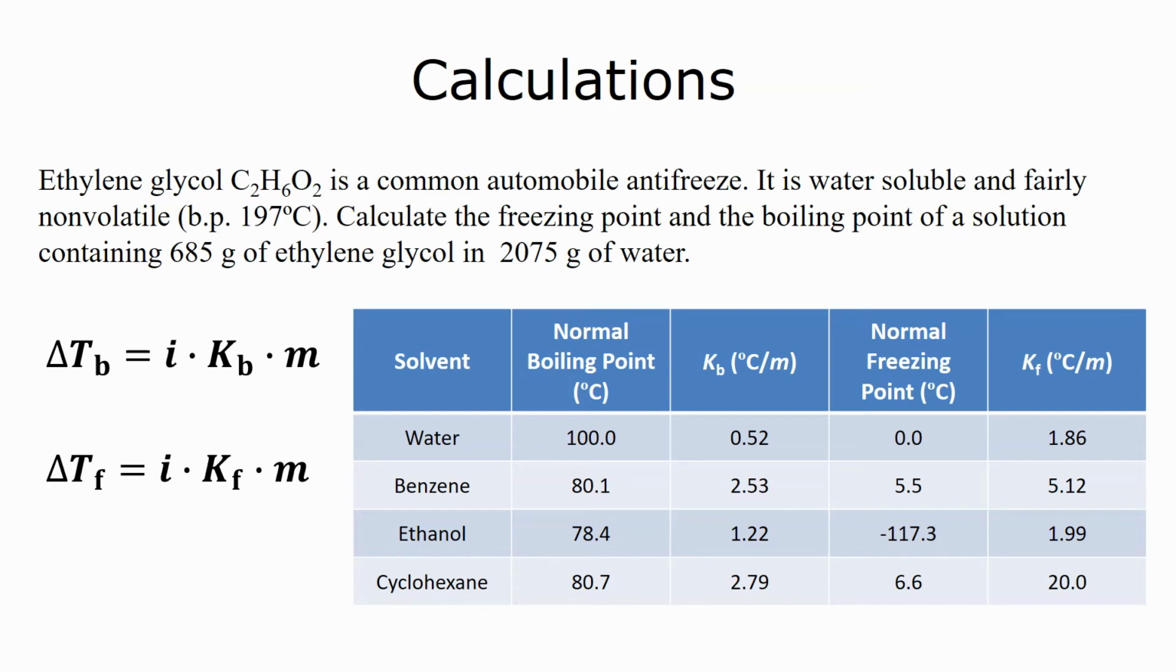We want to calculate the new freezing point and the new boiling point of a solution that contains 685 grams of ethylene glycol and 2,075 grams of water. Well, we need to know a lot of things. We need to know the Kb specifically for water, not for ethylene glycol, and we need to know the original boiling points and melting points for water, which hopefully we already know.